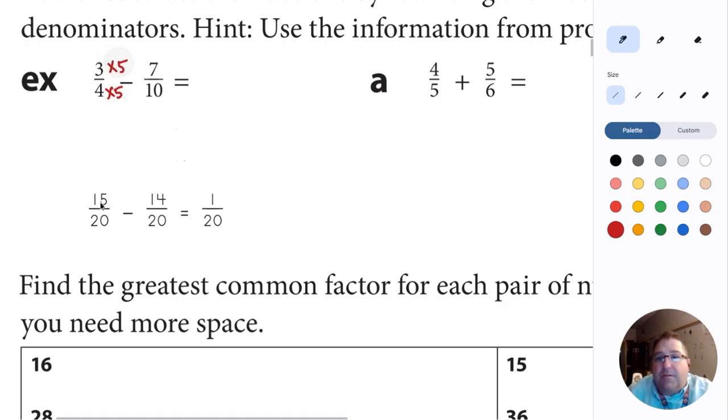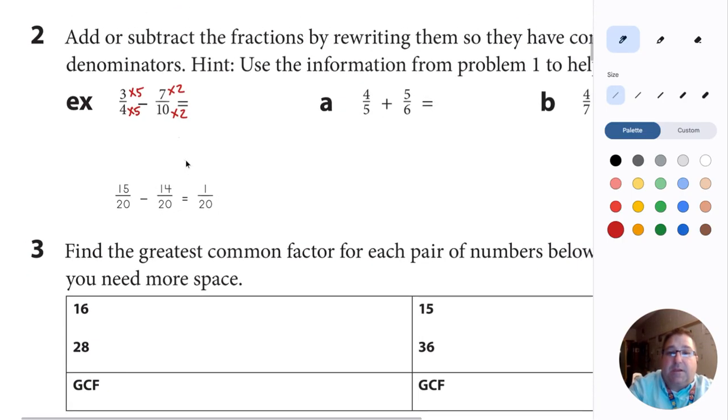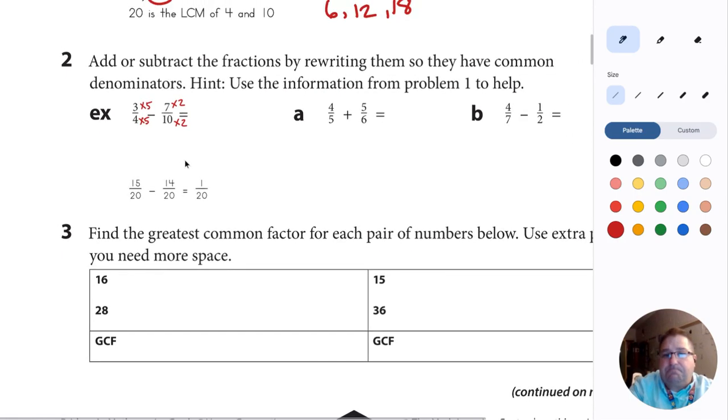So I have to do the same to the top. 3 times 5 is 15. 2 times 10, that's 20. So up top, we do 7 times 2, which is 14. Now we have 15 twentieths minus 14 twentieths. Now that we have common denominators, we can just subtract. We got 1 twentieth left over. So that's why we start by finding the LCM, and then we use that to help us get common denominators.